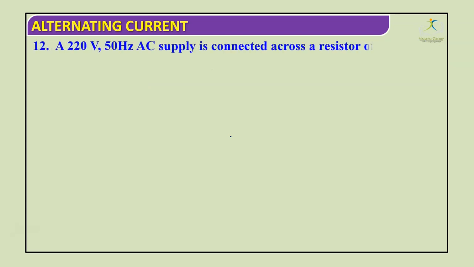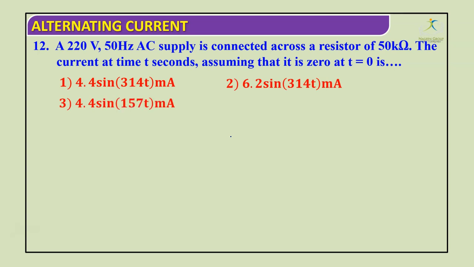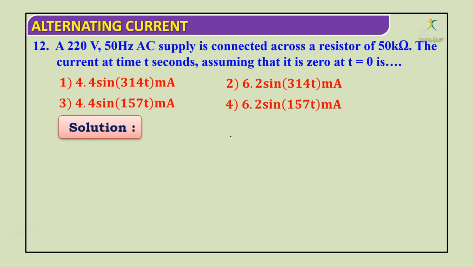Next question we have, 12. A 220 volt 50 hertz AC supply is connected across a resistor of 50 kilo ohm. The current at time t second, assuming that it is 0 at t equals 0, is: 4.4 sine 314t milliampere, 6.2 sine 314t milliampere, 4.4 sine 157t milliampere, or 6.2 sine 157t milliampere. Let's move with the procedure part, how to do it.